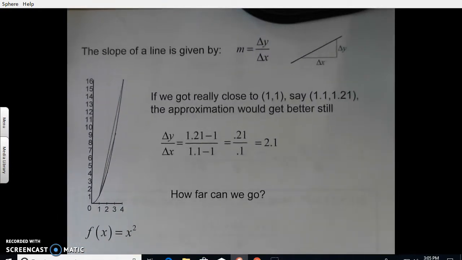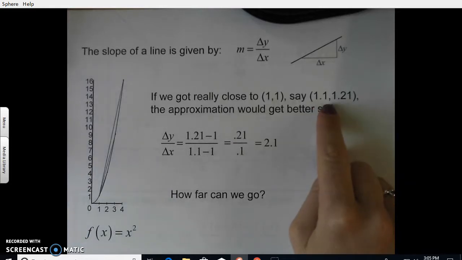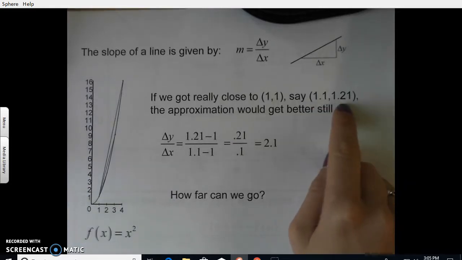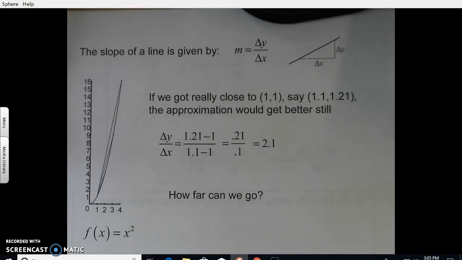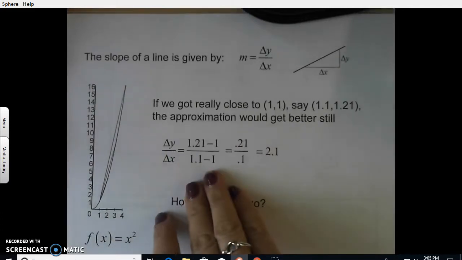So the slope of a line is given to us by delta y over delta x. If we got really close to 1, say 1.1 and 1.21, the approximation would still get even better, so we would get 2.1. So how far could we go?